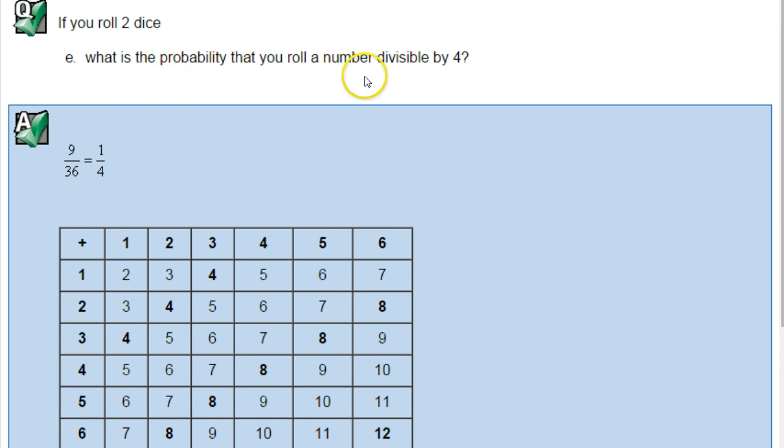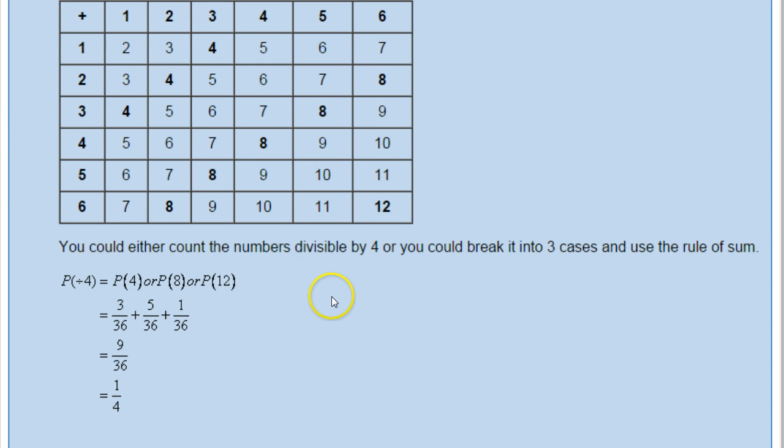What's the probability that we roll a number divisible by 4? So that would be 4, 8, and 12 in this scenario. So in this case, we have 9 outcomes that are divisible by 4. 9 in 36 is 1 in 4, or a quarter. So the first attempt at this question meant we counted the outcomes that were divisible by 4.